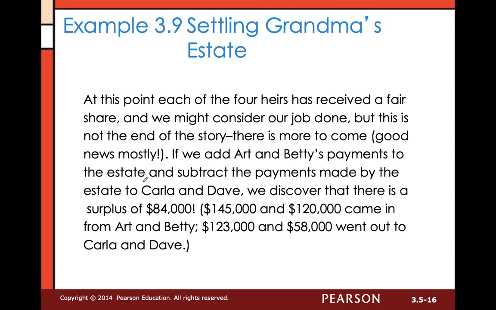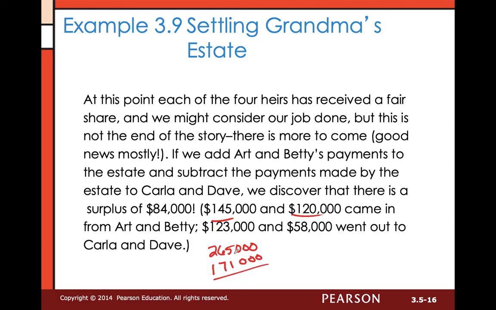Okay, so at this point, let's think about what's happened. We've got our 4 heirs, which have received a fair share, and you might think that we're done. But here's the deal. If you add up Art and Betty's payments, so remember that they made payments into the estate, which were worth $145,000 and $120,000. So that was $265,000 coming into the estate. Whereas Carla and Dave are receiving some value. They're receiving $123,000 and $58,000, which adds up to $171,000.